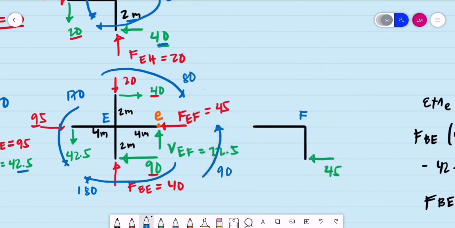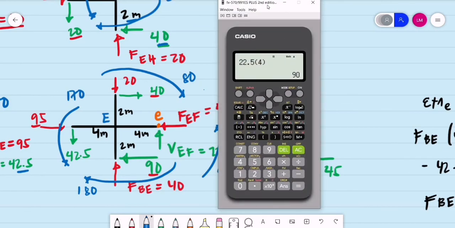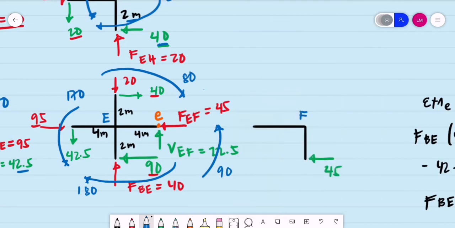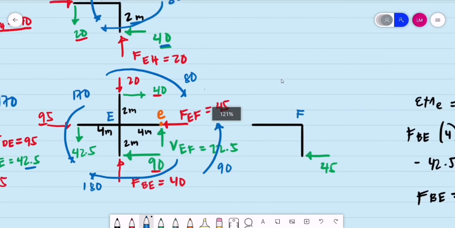So if you are to check the equilibrium, the summation of moments about joint E should be equal to 0. So we have two clockwise, that is 180 plus 80. Counterclockwise, 170. Okay, then the 90. And it is equal to 0, which means joint E is in equilibrium.